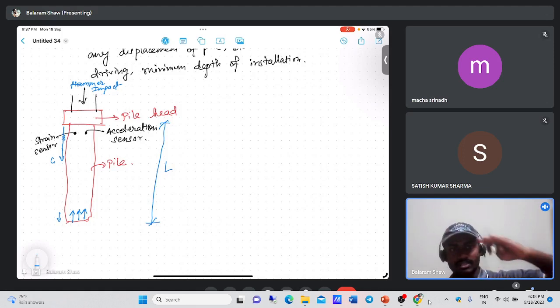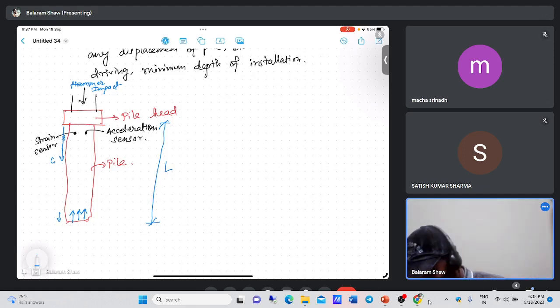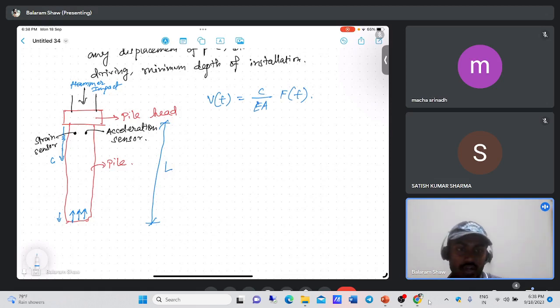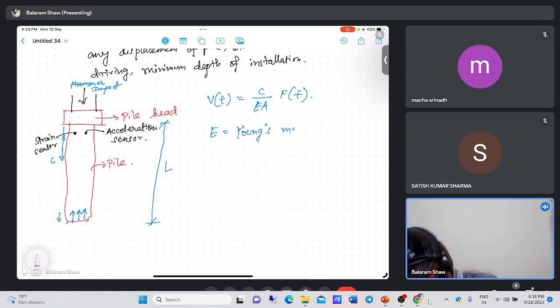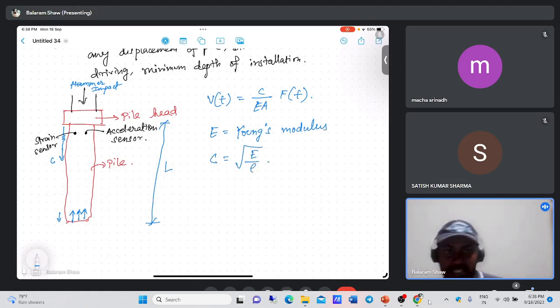Okay, so from the Timoshenko et al in 1970s, they have given the velocity of particle motion against the impact load as Vt equals C by EA into F of t. What is C? As I said, C is the propagation velocity through the medium, and E is the dynamic modulus of elasticity, or Young's modulus, as we say. And this C can be determined as square root of E by rho, where rho is the mass density of the soil, mass density of whatever medium we have.